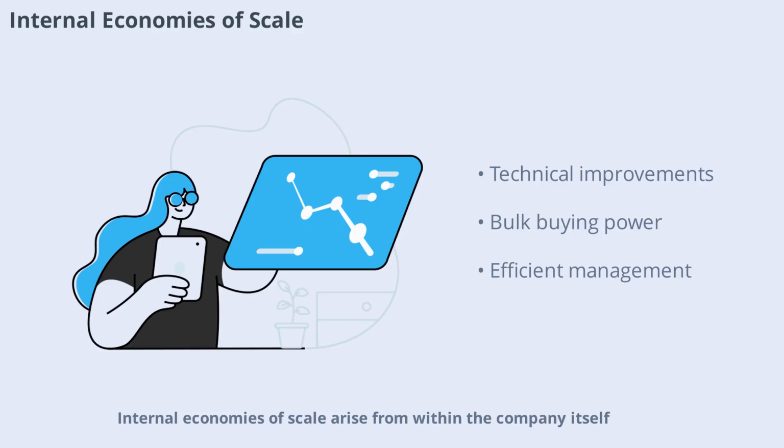Internal economies of scale arise from within the company itself. These include technical improvements, better management, and increased bargaining power for bulk purchases. For example, a large manufacturer can invest in advanced machinery, streamline processes, and negotiate better deals with suppliers. All these factors contribute to lowering the average cost per unit, giving the firm a competitive edge in the market.